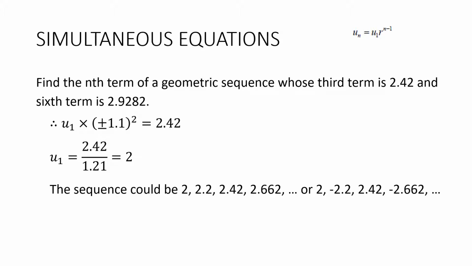So the sequence could be 2, 2.2, 2.42, 2.662, or it could alternate with positives and negatives. 2, negative 2.2, 2.42, negative 2.662, etc. So if we want to write the nth term, we have to account for this. So we're just going to write it like that. So u_n could be 2 times 1.1 to the n minus 1. Or it could be 2 times negative 1.1 to the n minus 1. So two possibilities.